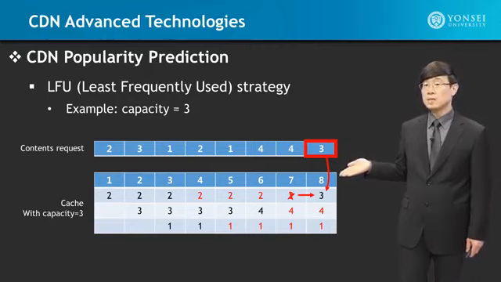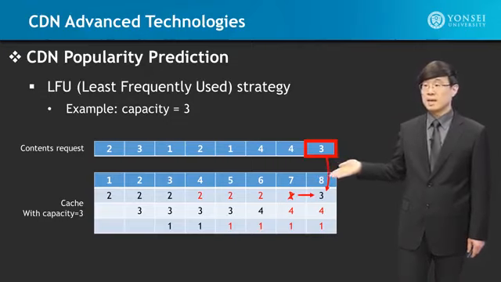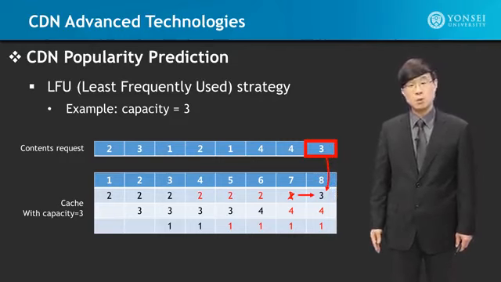So the oldest content is content 2. Although it has 2 requests, it is still the oldest one, so the newer content moves in and content 2 is erased. This here is the mechanism of how the LFU works.